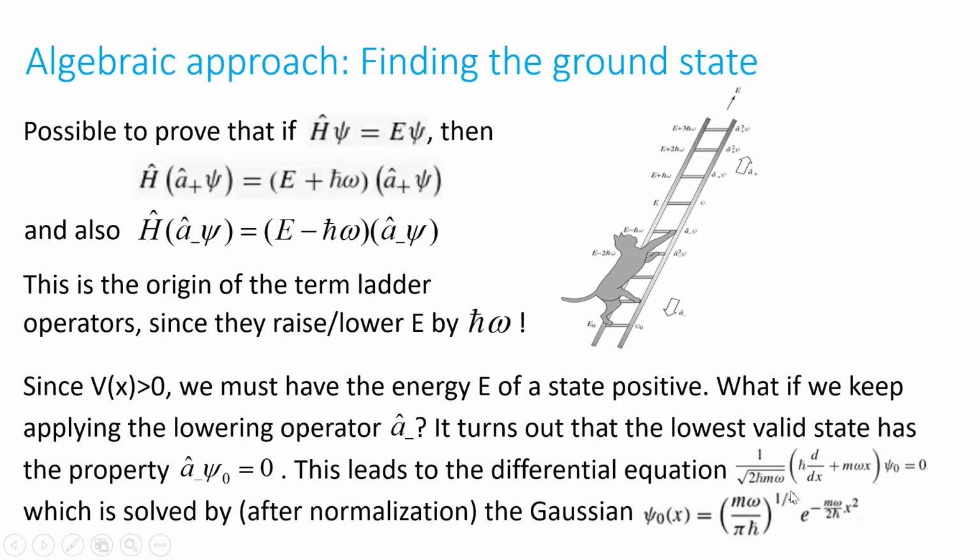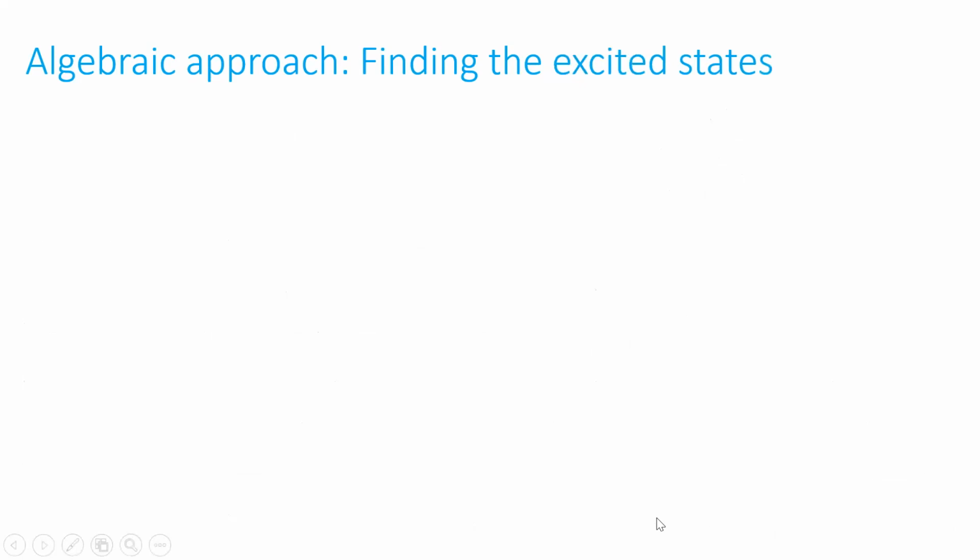So psi 0 of x is some normalization factor, which is this factor out in front, (m omega over pi h bar) to the 1/4, times the exponential of minus m omega over 2 h bar x squared. So e to the minus x squared is a Gaussian distribution. It looks like a bell curve with maximum probability at the center at x equals 0. Okay, so now we have the ground state wave function, or stationary state. Let's see about finding the excited states.